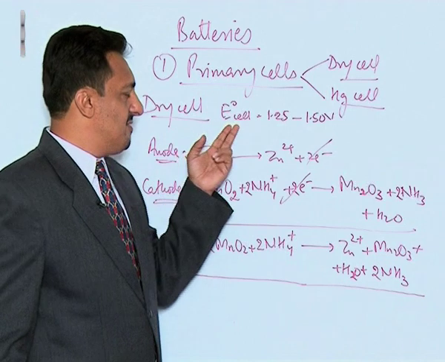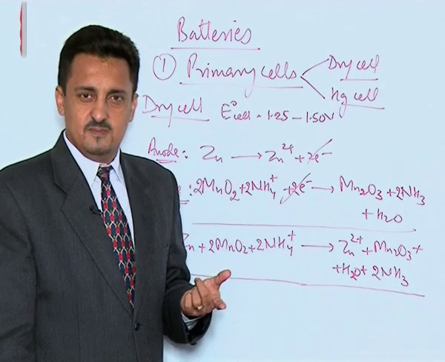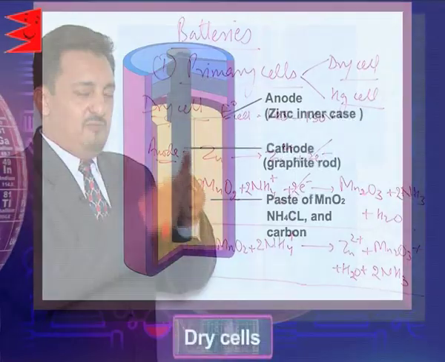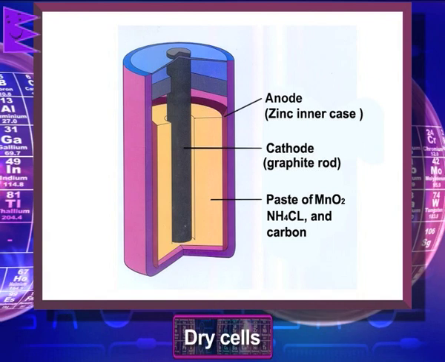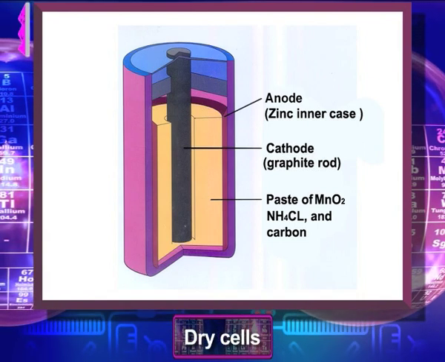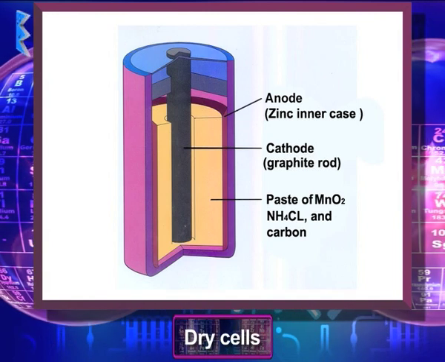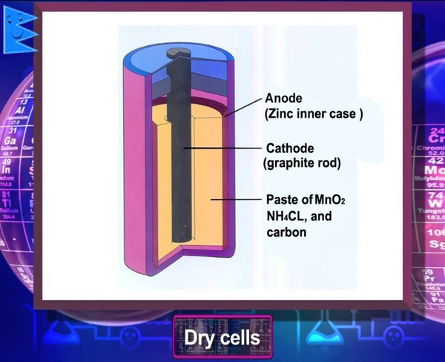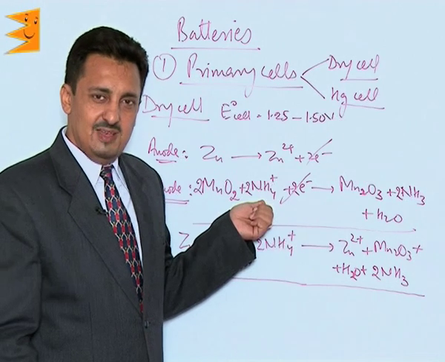Dry cell gives a constant voltage, a voltage output of 1.25 to 1.5 volt. In this the vessel is made up of zinc, which acts as an anode, and in the center we have a graphite rod around which we have packed manganese dioxide with charcoal. The electrolyte is ammonium chloride along with a small amount of zinc chloride.